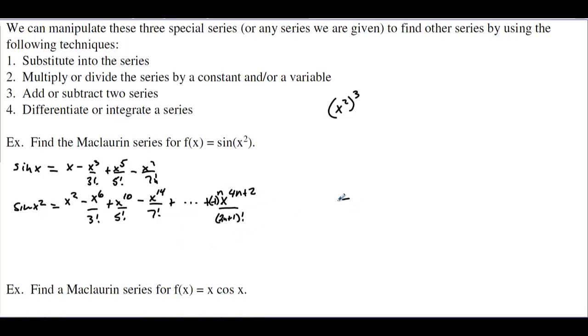Now with sigma notation, we have the sum from n equals 0 to infinity of negative 1 to the n, x to the 4n plus 2, all over 2n plus 1 factorial.